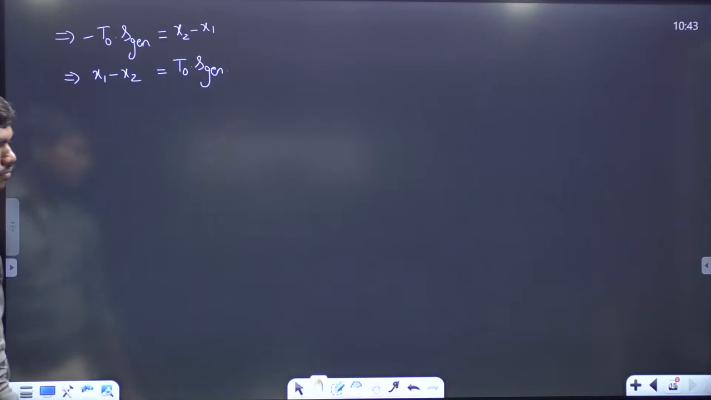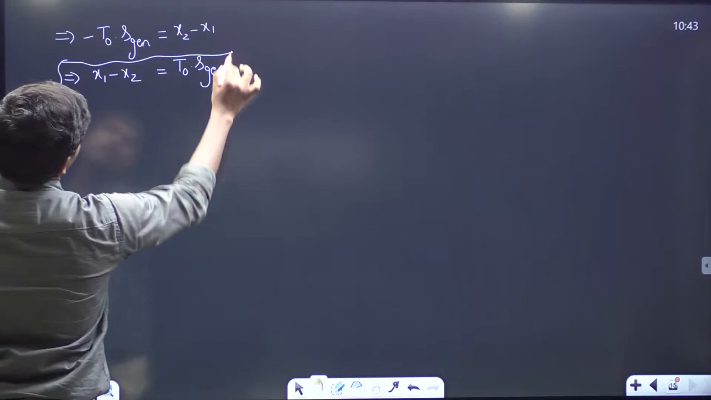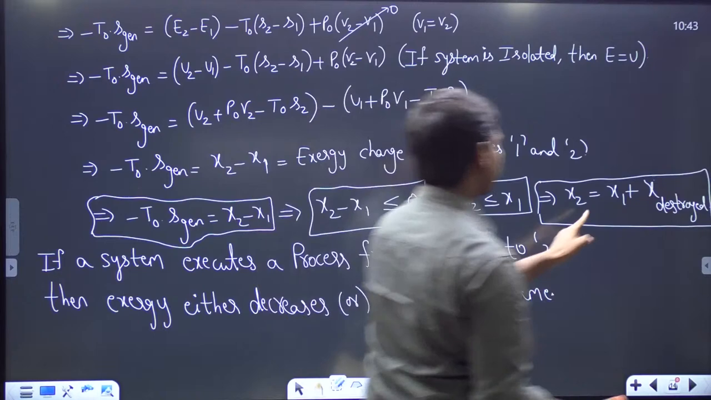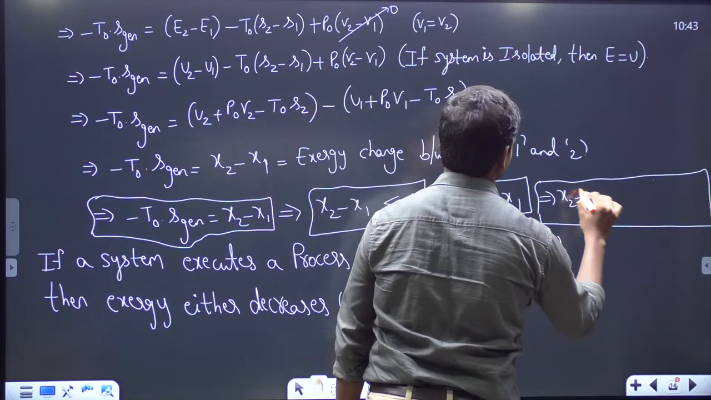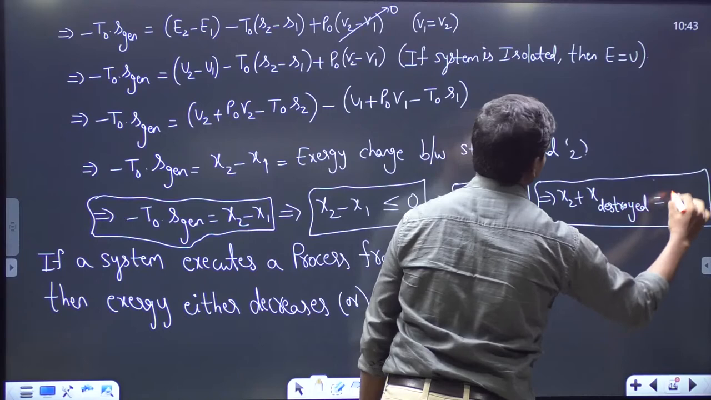Correct. If X2 minus X1 is T0 into S gen, I think I made a mistake here in mathematics. Please see here. When X2 is less than X1, we need to add here actually, plus X destroyed is equal to X1. Correct? A little small error with mathematics.